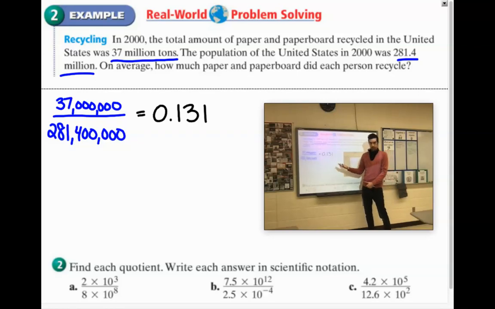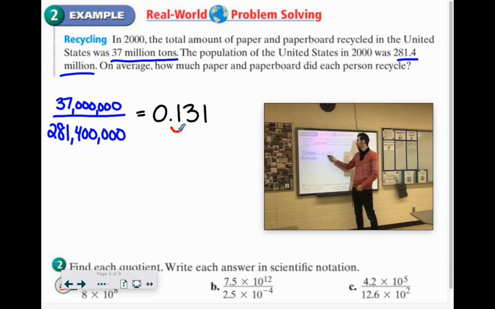So now we need to put this into proper scientific notation. Remember, it needs to be between 1 and 10. So to make that happen, we would have to make it 1.31. So 1.31.